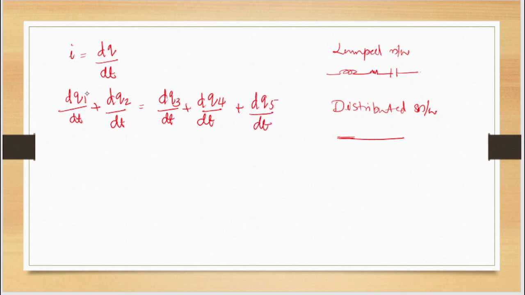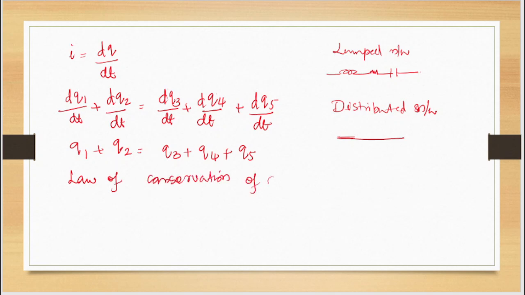That is, dq1 by dt is the current I1, this is current I2, similarly this is the current I3, I4 and I5. So from this equation we get that q1 plus q2 is equal to q3 plus q4 plus q5, that is, the sum of the charges entering the node is equal to the sum of the charges leaving the node. This is the law of conservation of charge. So KCL is the application of the law of conservation of charge.